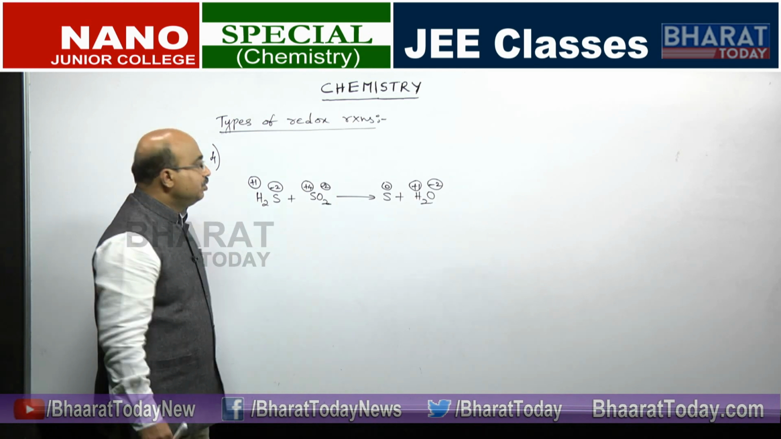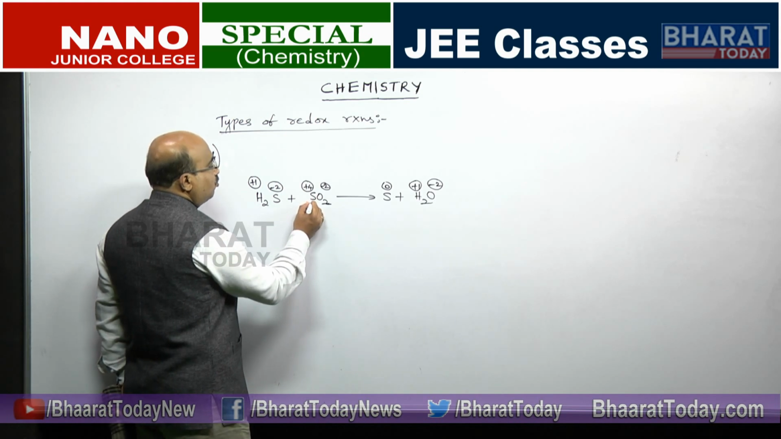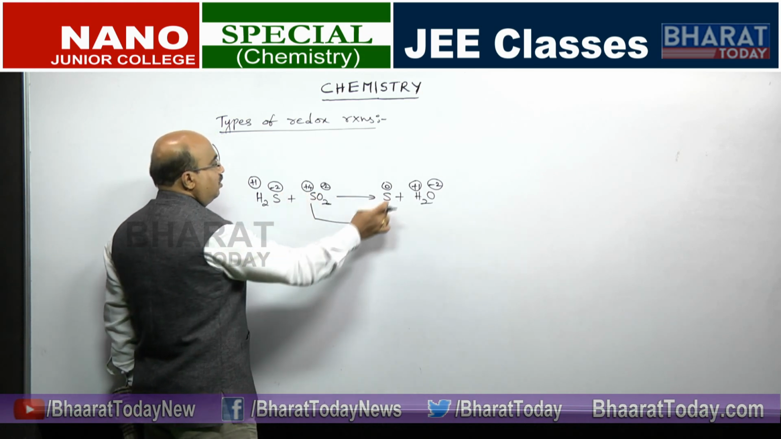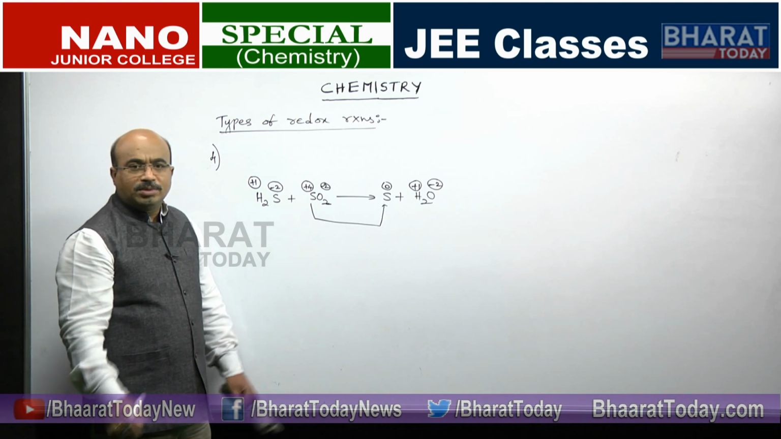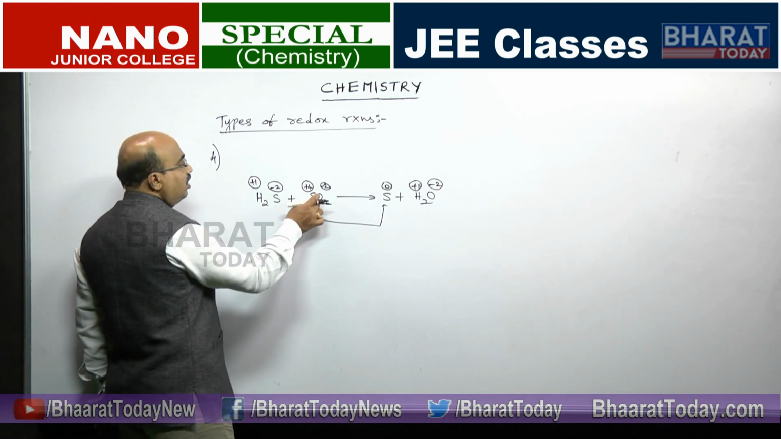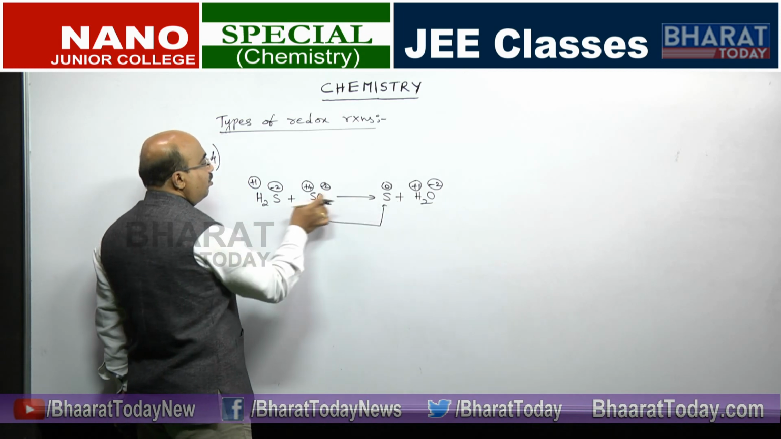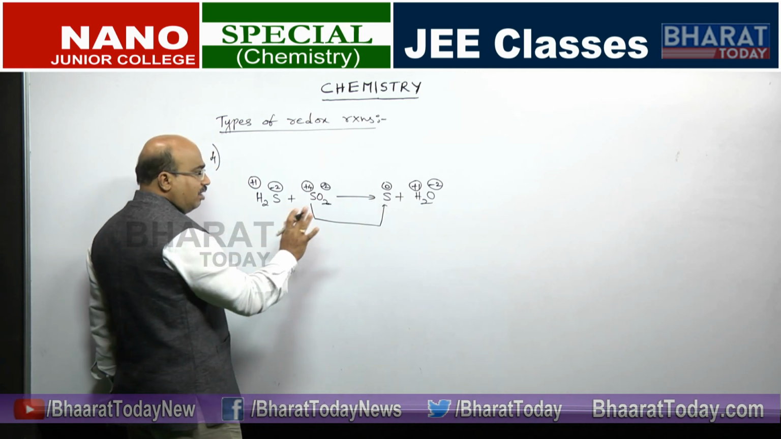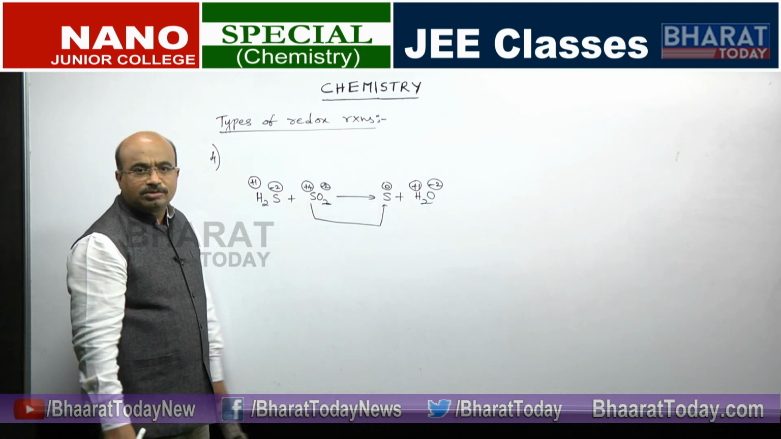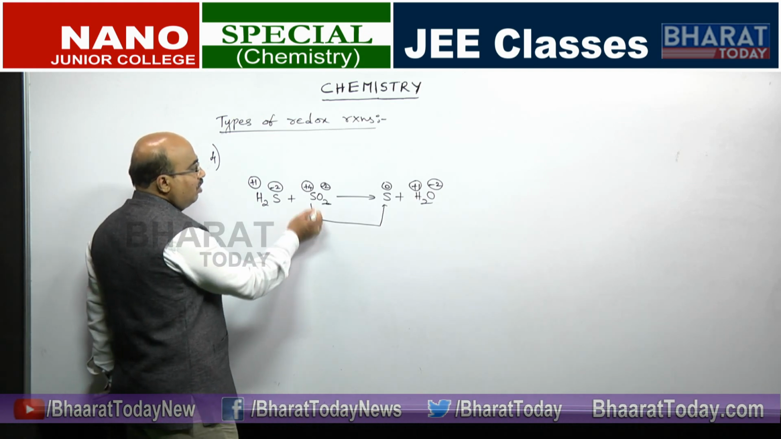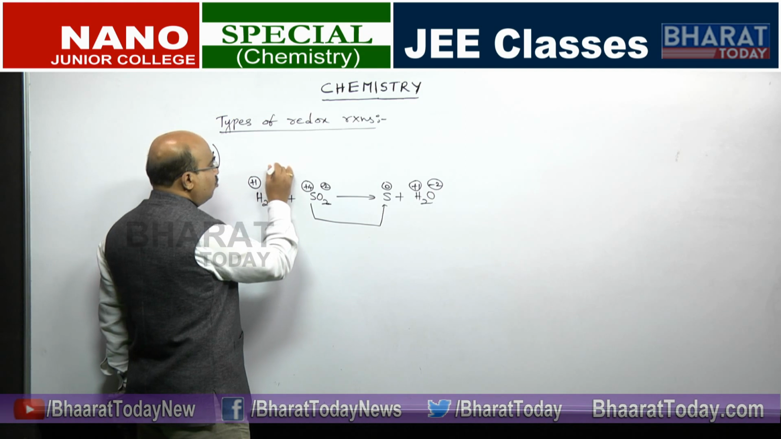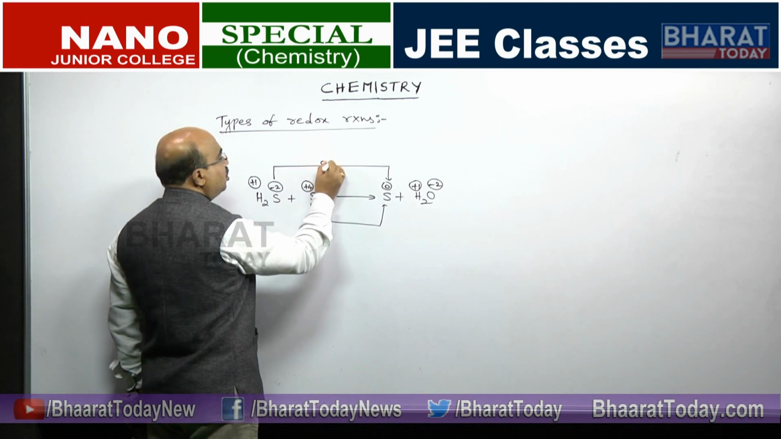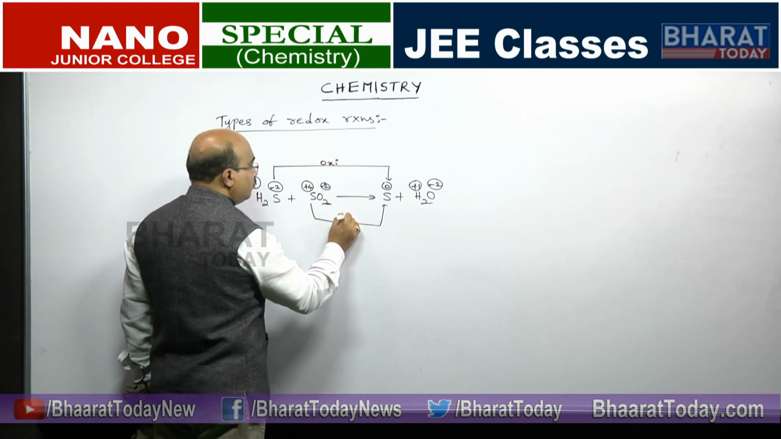Now, if you observe, sulfur here is +4 and it goes to 0. That means this sulfur comes from here only, and this sulfur also comes from the reactant side only. So this sulfur is going from +4 to 0, but this sulfur is going from -2 to 0. So, we say this is reduction, this is oxidation.